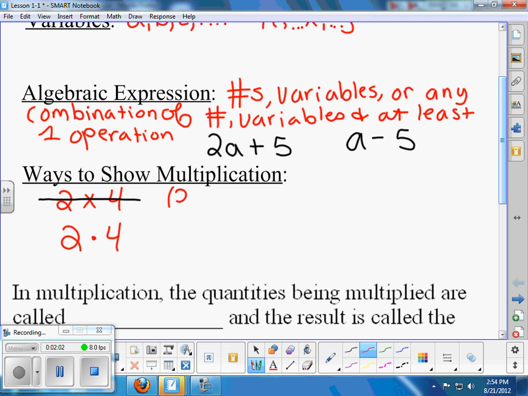We could use parentheses to show multiplication. Parentheses could be around the first number, or the second number, or both numbers. We can also put numbers and variables side by side to show multiplication. That does mean 2 times a. We could put just variables beside each other to show multiplication. That meaning a times b times c.